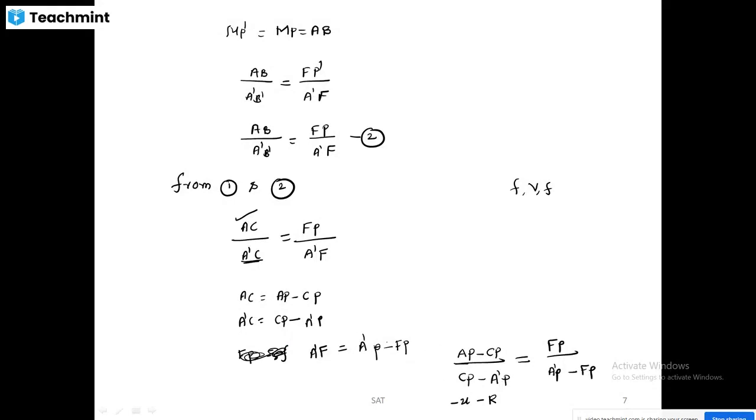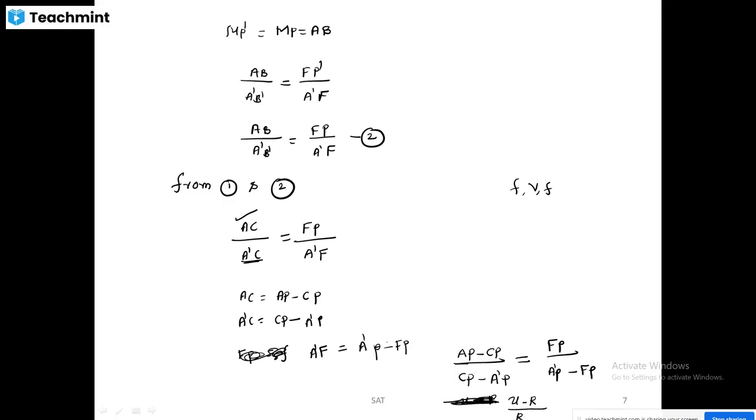Otherwise you must write all this here. AP means here U. What does CP mean here? CP is the distance between the center and the pole, which is the radius of curvature. That is, the radius of curvature is R, so CP is R.